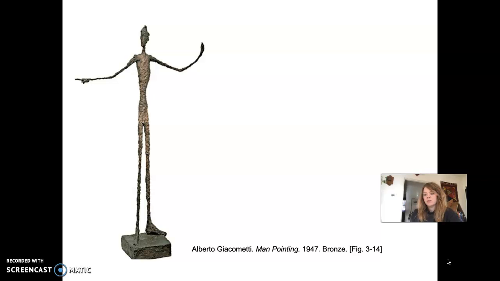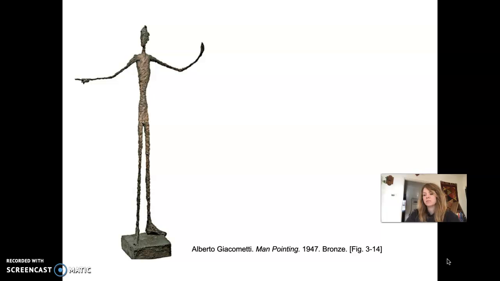So the slight mass of this piece, Man Pointing, conveys a sense of fleeting presence. The tall, thin figure appears eroded by time and barely existing. So he's used that rough metal surface and eroded it down to make the meaning of a man that's barely existing. So he's using the medium to back up the content of his piece, which is the meaning, which is a man that barely exists.